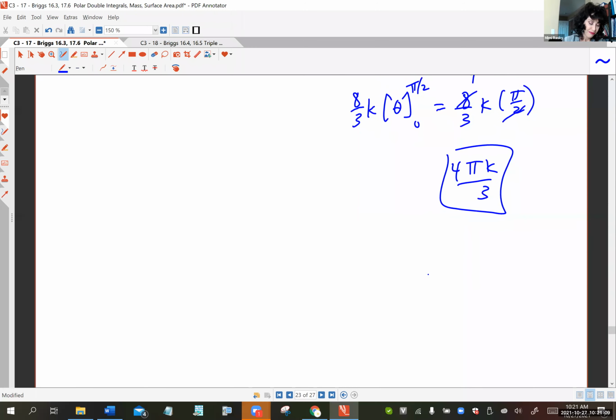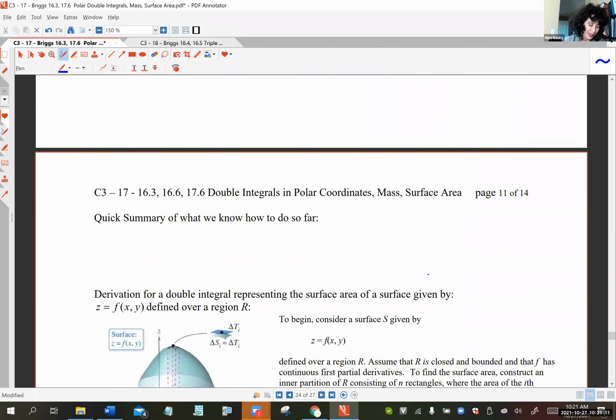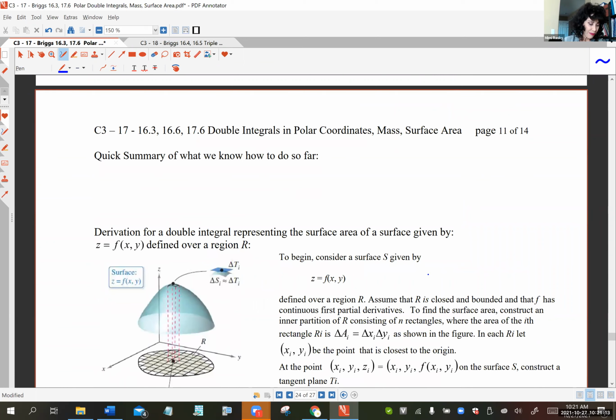Okay? What's next? Well, let's look at what you know how to do so far. Do a quick summary, and then we're going to get into something new. So when you're doing double integrals, what can you use a double integral for? Well, the first thing we look at for a double integral is area. Area in 2D, that is.